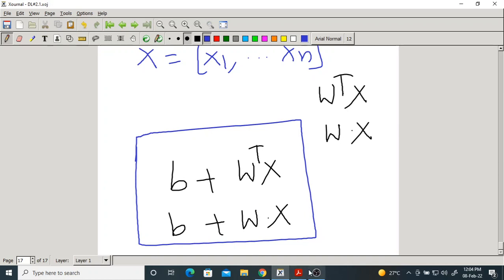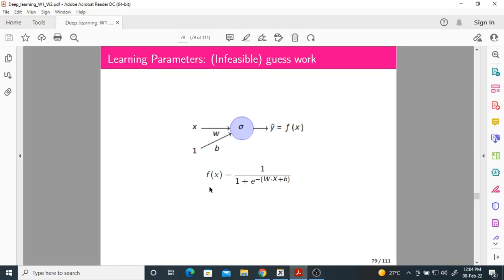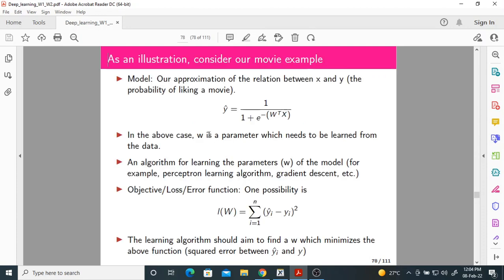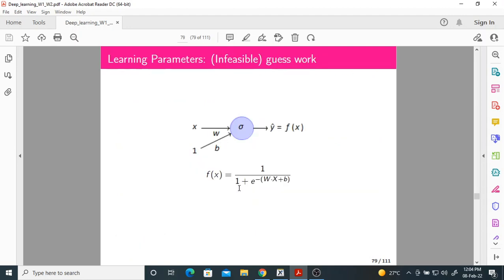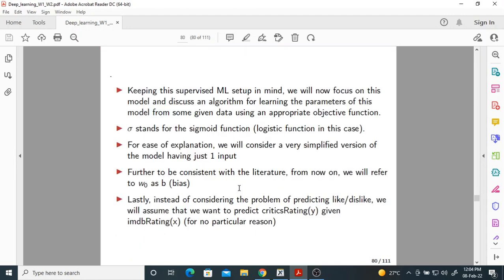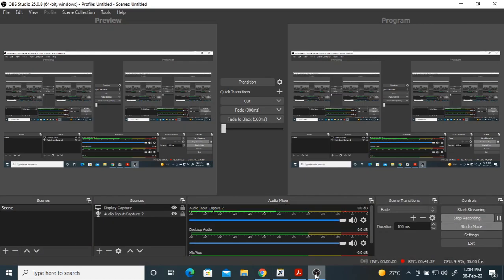Okay. Now this is what the y cap is, that is called f of x. Okay, before that, right. So yeah, we stop here. We'll discuss the Sigmoid neuron in the next class.